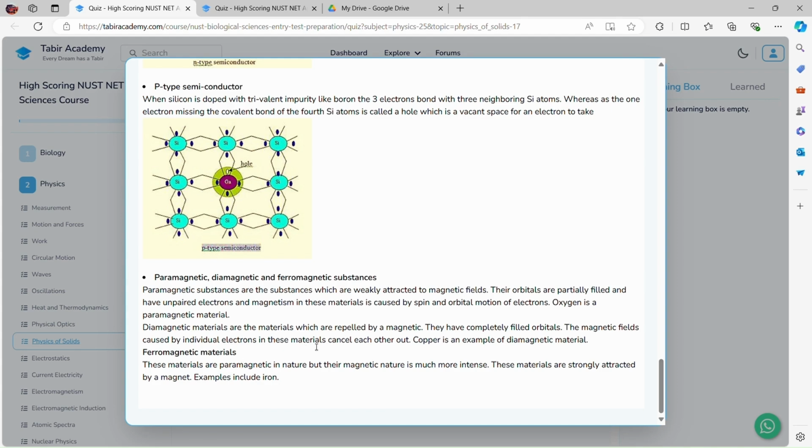Ferromagnetic materials. These materials are paramagnetic in nature, but their magnetic nature is much more intense. These materials are strongly attracted by a magnet.